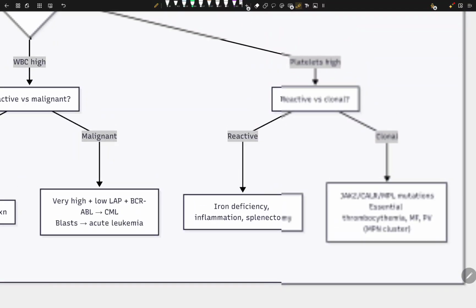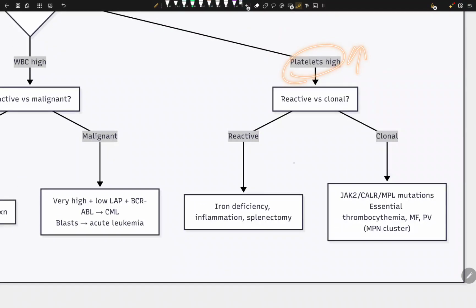Cool. We have platelets that are high. If the platelets are super high, we can have reactive. Why reactive? Because it's reacting to iron deficiency, inflammation, splenectomy. Or we have clonal, we have cancer. Clonal means just clones of platelets. So clonal, weird name. Clonal, we have cancer, essential thrombocythemia. Now, under this, JAK2 mutation, right?